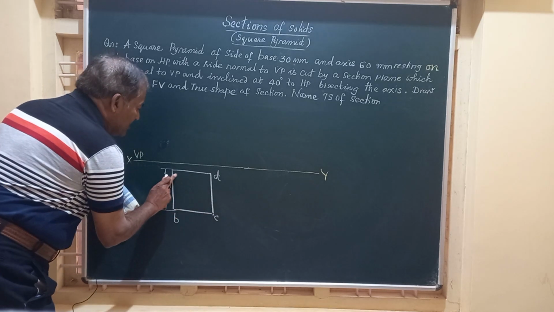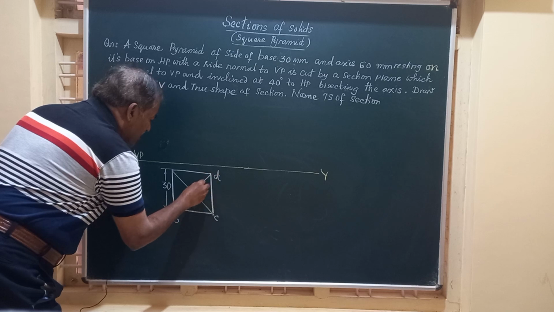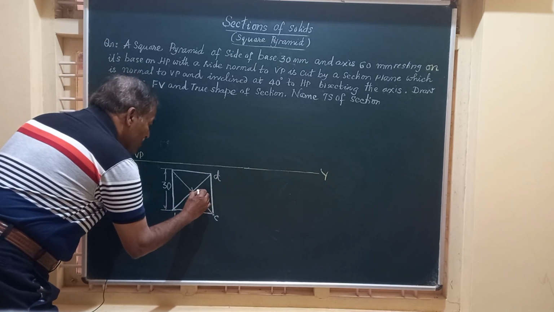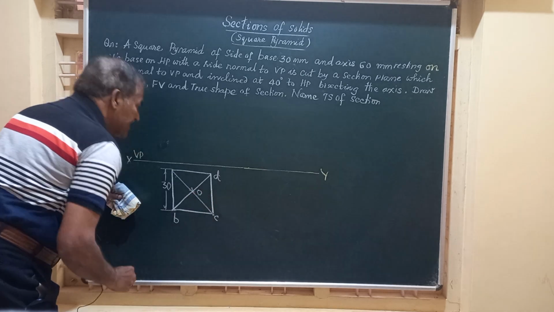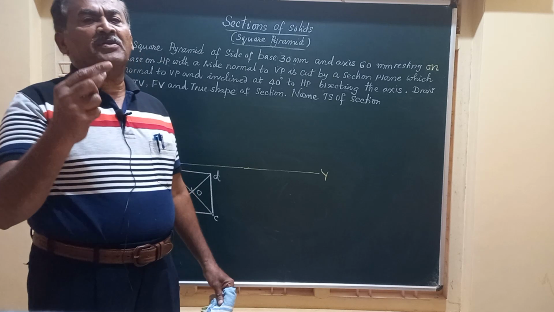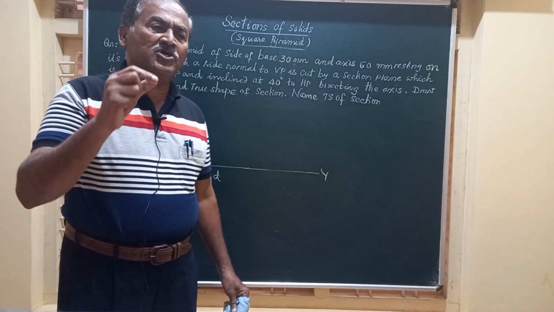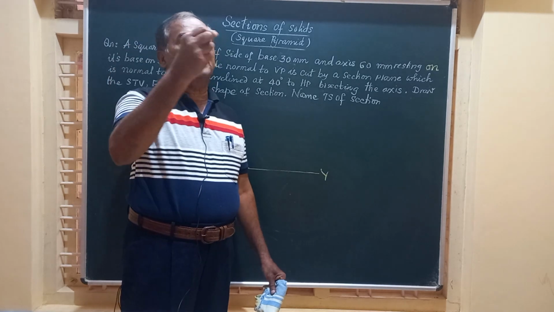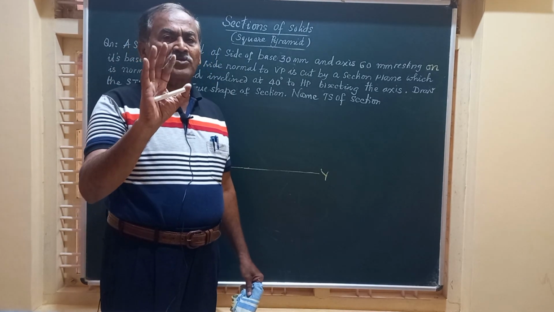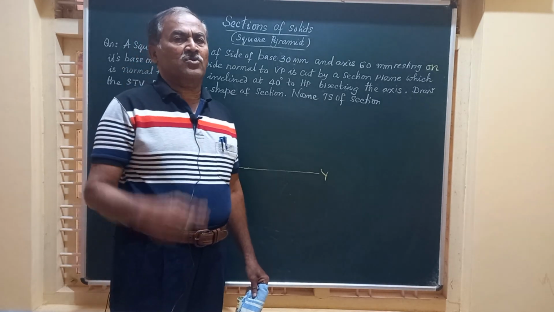So we will join these diagonals AC and BD so as to obtain O, the vertex of the solid. So friends, whenever any pyramid is placed on HP on its base, you will be able to see all the slant edges of the pyramid. In case of a square pyramid, you will have 4 slant edges, a pentagonal pyramid 5 slant edges, and so on.